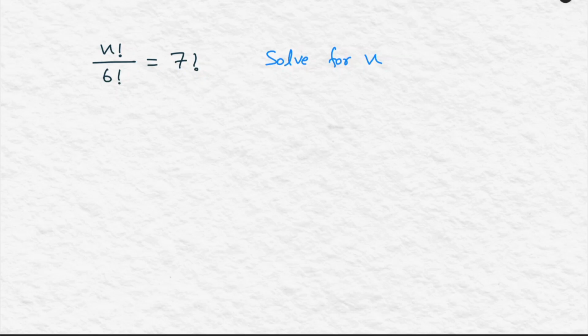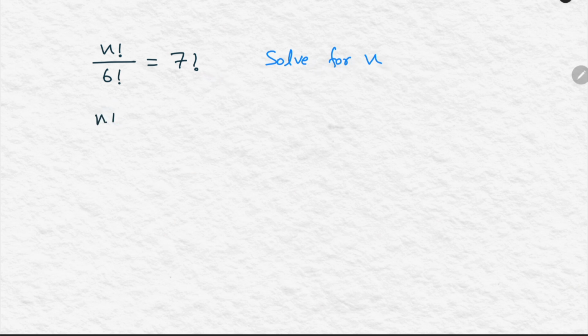Today we'll look at a very good question which was asked in the American Mathematics Olympiad. This question was given to students up to the age of 12 to solve. So let's try to solve it. We have been given x factorial upon 6 factorial equals 7 factorial, and we have to solve for x.